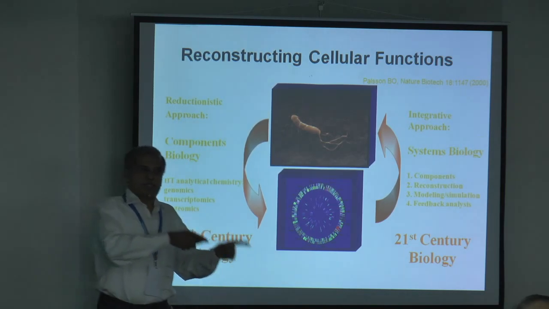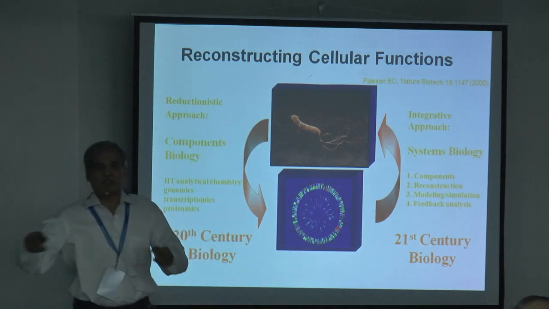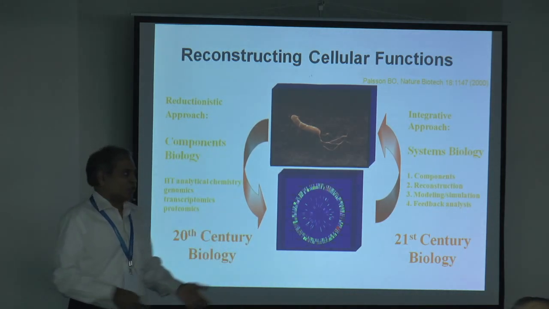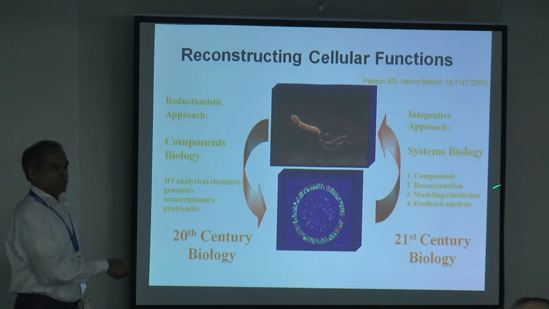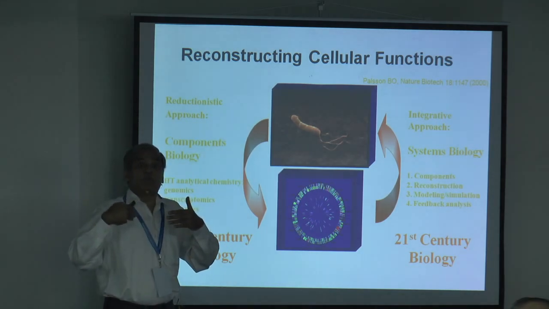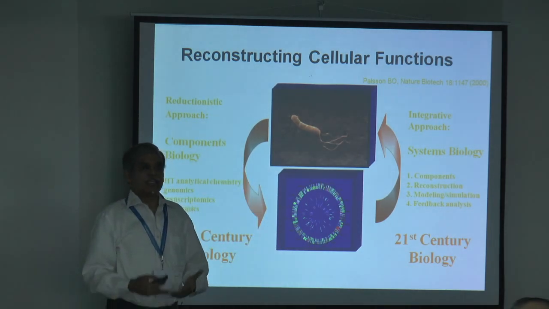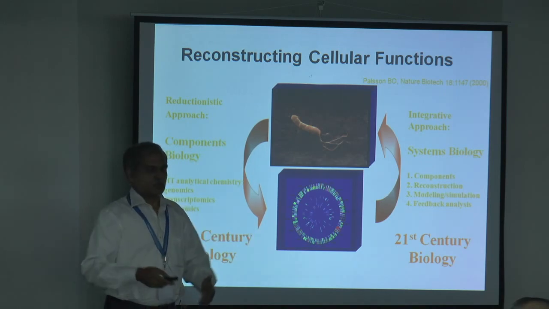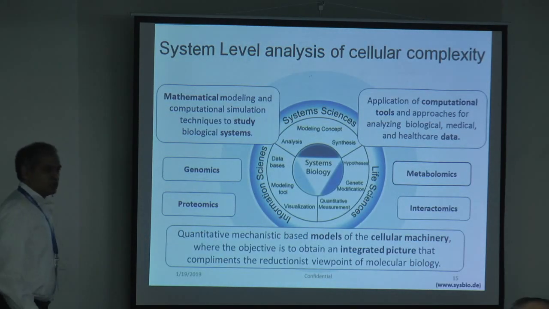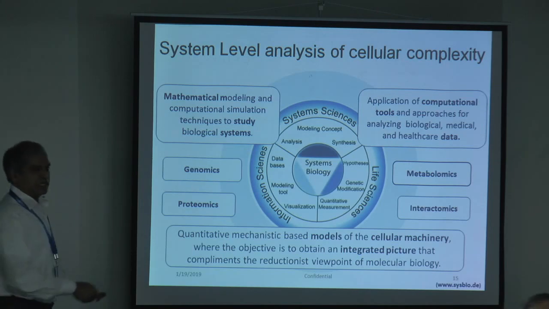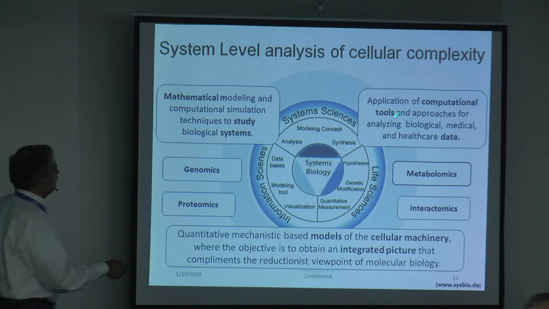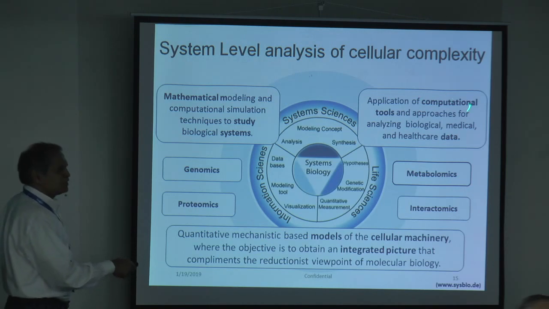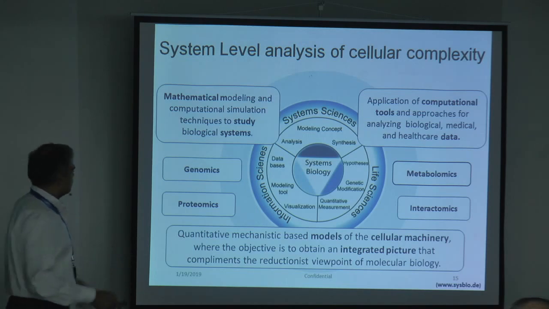Because the sum of the parts is not just addition, it is more than that. So I have to now bring these two together and then try to see what phenotypic properties this integrated network can give rise to. Okay, so what do we do? If I want to look at this cellular complexity, I need to do mathematical modeling and computational simulation. I have to put all these computational tools to use in analyzing biological, medical, or healthcare data that may exist.